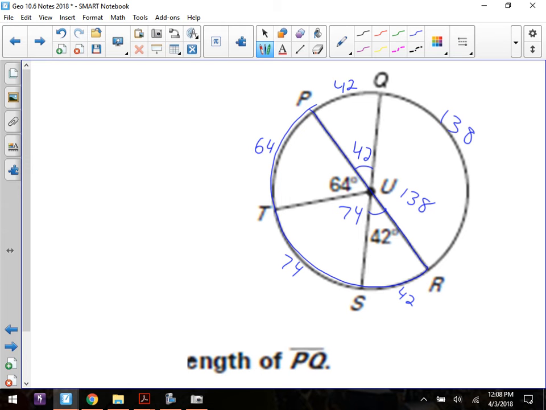TPS. Now, when it says arc TPS, remember, you're starting at T, you pass through P to get to S. Three letters means it's telling you a direction to follow through to. A couple of different ways of doing it. You can add up all of them, or take 360 and subtract the 74. And what do you get? You guys agree?